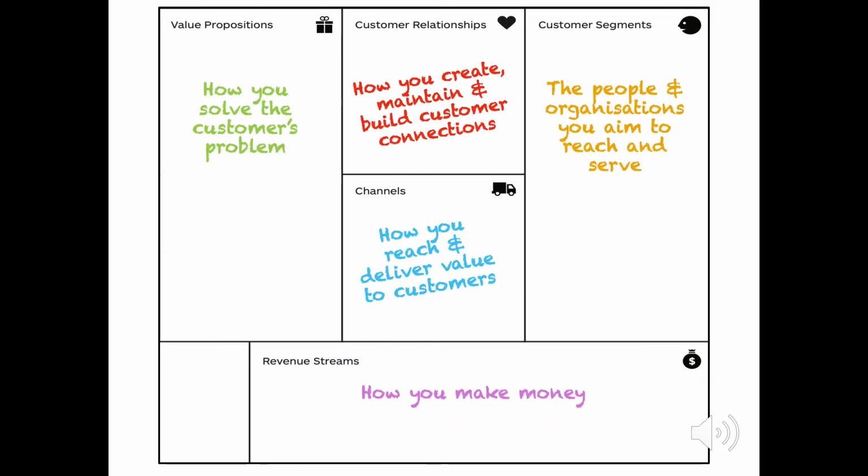So now it's over to you to start thinking about what your customer segments, value propositions, channels, customer relationships, and revenue streams for your idea will be.